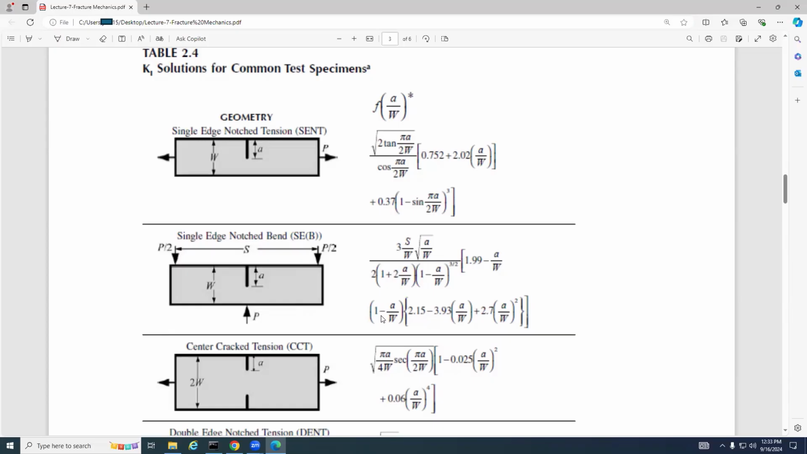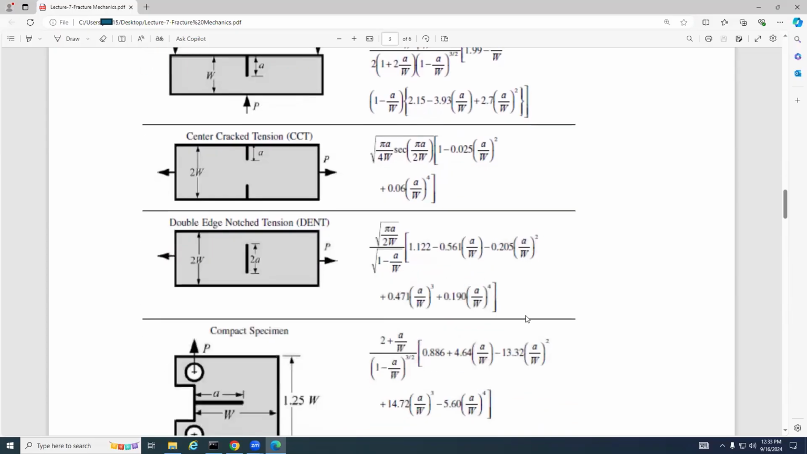So the next one is the central cracked tension, called CCT. Next one, double edge notched tension. For this one, the crack is located in the center, and we have a P here. So this equation is the F equation we are going to use to determine our KI.